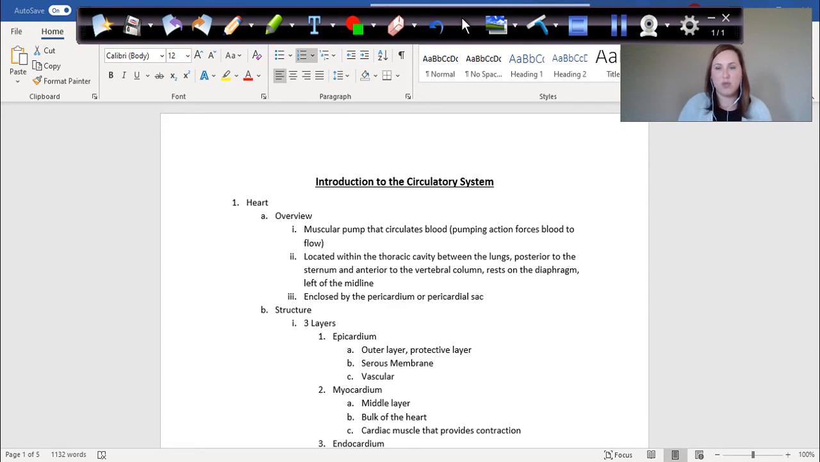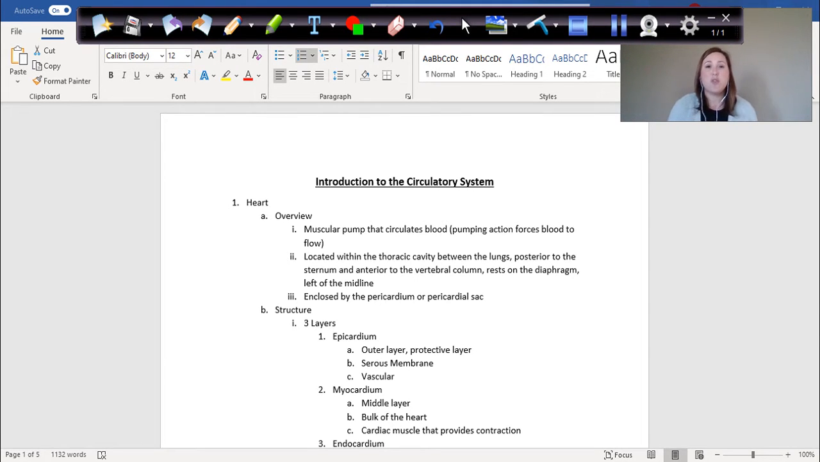Okay, so we're going to review the circulatory system. When we talk about the circulatory system, there are some main components. There's, of course, the heart, there's blood, and there's blood vessels. So we're going to review all those components of the circulatory system.